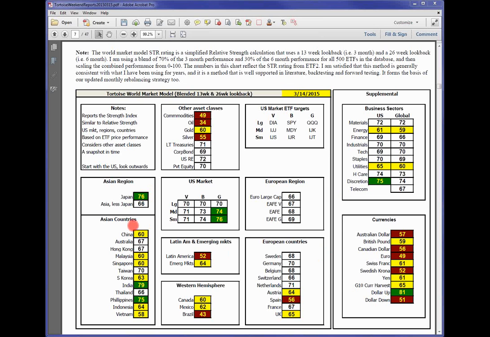Inside the individual countries, India and the Philippines are leading the way in Asia. Most everything is just slightly above average here in Europe, with the exception of Spain, Austria, and the UK. We've seen more of a recovery in gold than we have in silver. Neither one is looking particularly healthy yet.